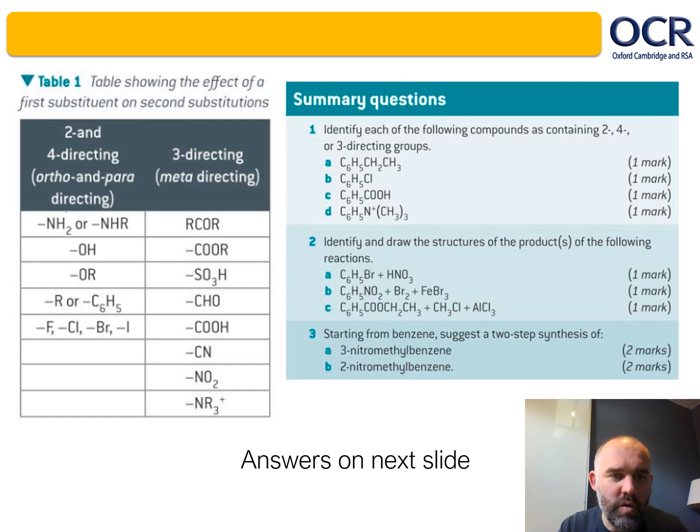So you need to know these two, but they could give you a table like this in the exam and expect you to use it with different ones like these. Okay. And for the 3 directing, the only one you're supposed to know is this one, NO2. But again, they could give you information and you have to use it.